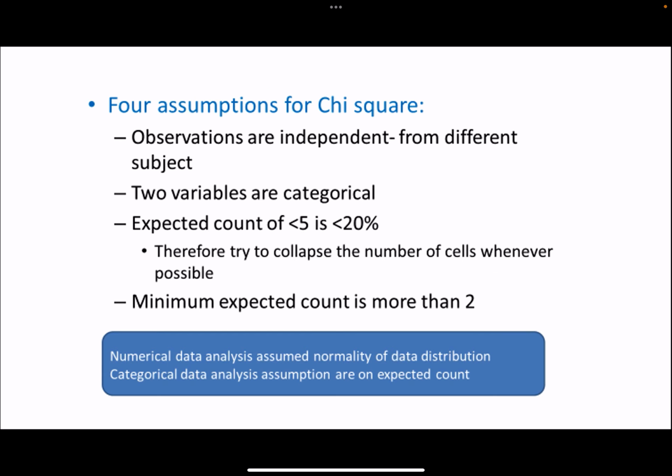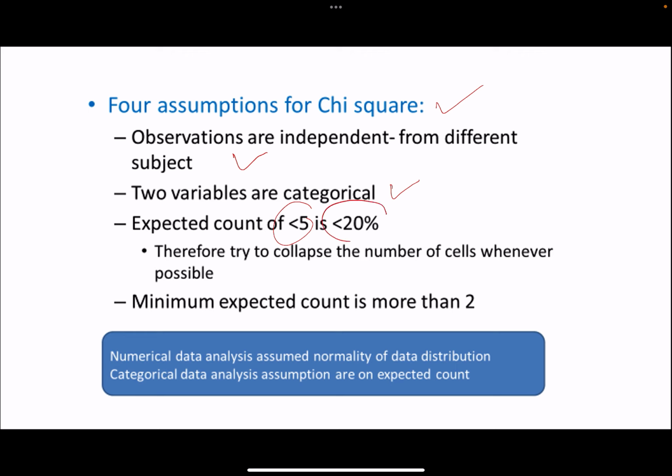But before we want to run chi-square, we have to make sure 4 of these assumptions are being met. So we cannot violate any of the assumptions here. So we must make sure that both variables are independent from each other, and then the 2 variables are categorical, as I mentioned before, and the expected count of less than 5 must be less than 20%. We have discussed this in the laboratory session.